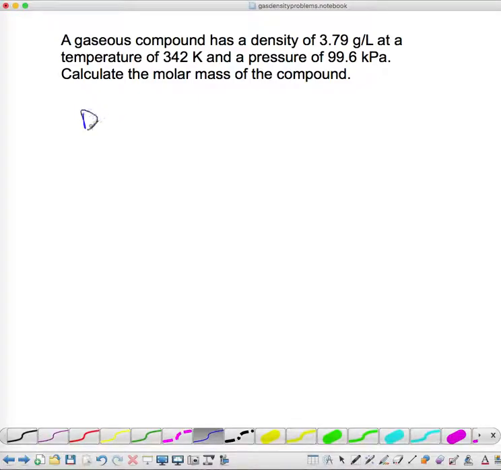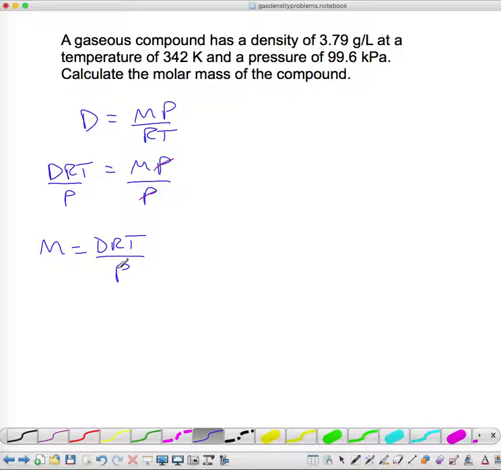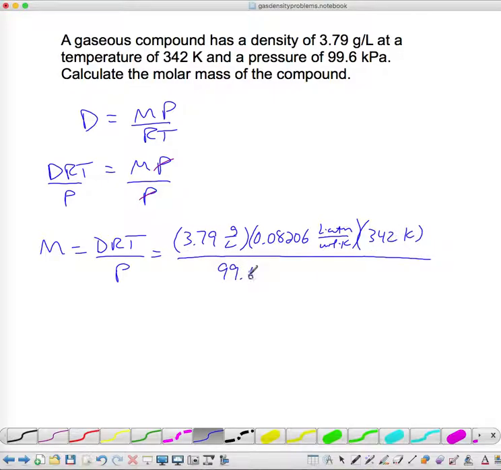So I'll begin by writing down density equals mp over RT. Cross multiply: density times RT equals molar mass times pressure. Now divide both sides by pressure to isolate molar mass. And I get molar mass equals density times RT over pressure. I'll plug in my density, R, temperature, 342 Kelvin, divide that by the pressure of 99.6 kilopascal. Oh, wait a minute. Got to convert that to atmospheres.